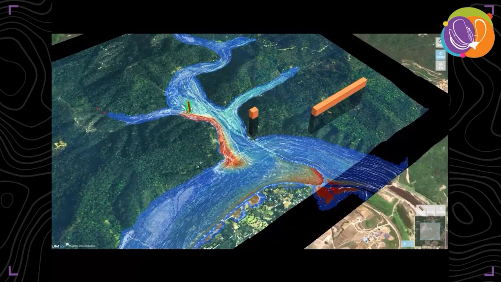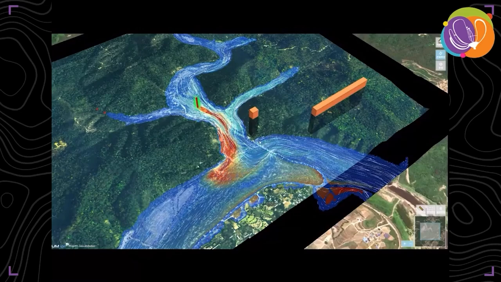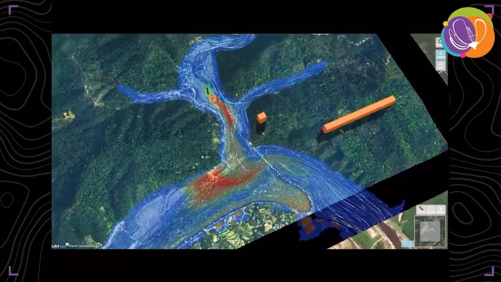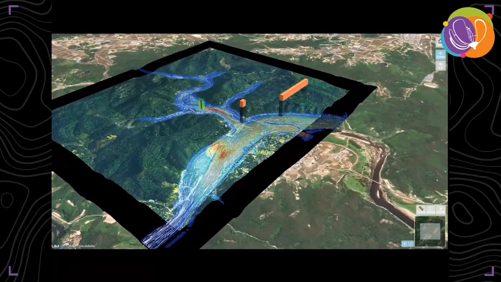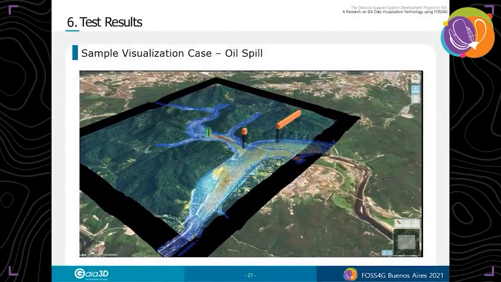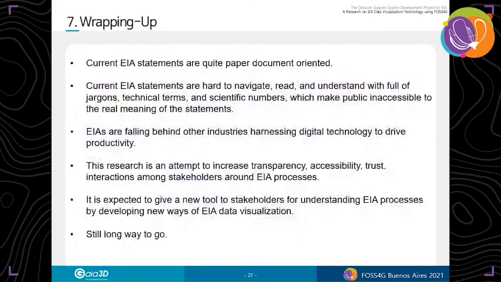Okay, let's wrap up now. As you know, current EIA statements are quite paper document oriented, so simply to say, very old-fashioned. And the current EIA statements are hard to navigate, hard to read, and hard to understand, with full of jargons, with full of technical terms, and with full of scientific numbers, which make public inaccessible to the real meaning of statements. And current EIAs are falling behind the other industries, harnessing digital technology to drive productivity.